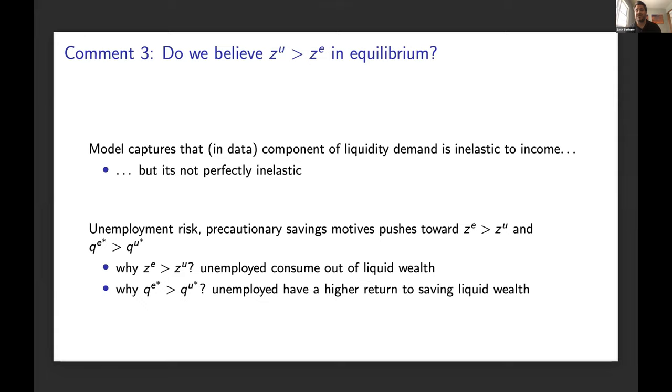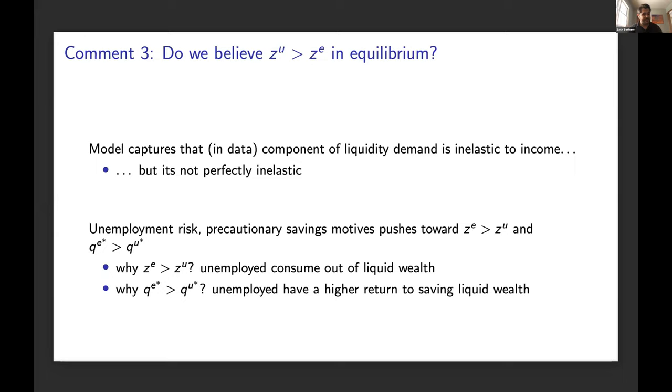The last slide, in some sense, is a cheap shot, but I think it's actually really important here. It's not important in all of our models, but this is really important: to what extent do we believe that there's this big inflation cost when you lose your job? That's the key thing, right? And the model is capturing some fact in the data that I think actually exists, that there's a component of liquidity demand that's inelastic to income. When you lose your job, yes, you might demand less liquidity for some reason, but it's still relatively inelastic. But in the model, it's perfectly inelastic, meaning the first best DM consumption and the amount of liquidity they need to afford that is the same between the employed and the unemployed. I think that's certainly not true.